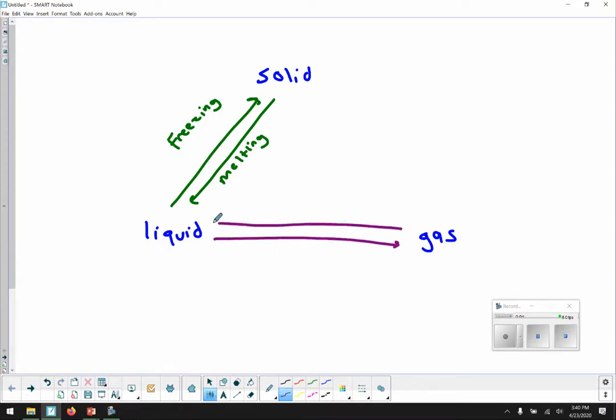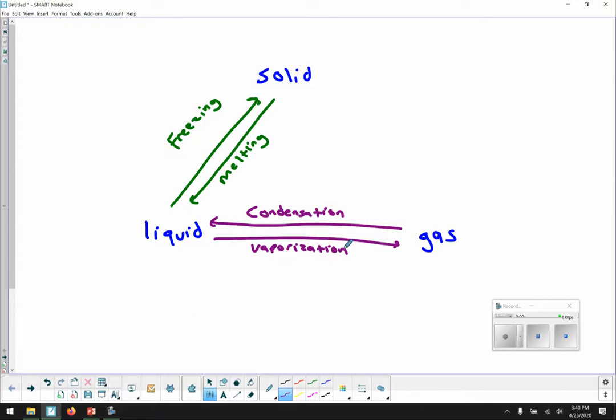Liquid to gas and gas to liquid. Gas to liquid is condensation. That's the name for that. And liquid to gas is called vaporization. Remember, there are 2 types of vaporization. There is boiling and evaporation, but those both count as vaporization.